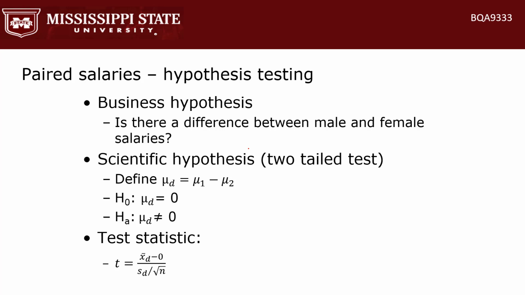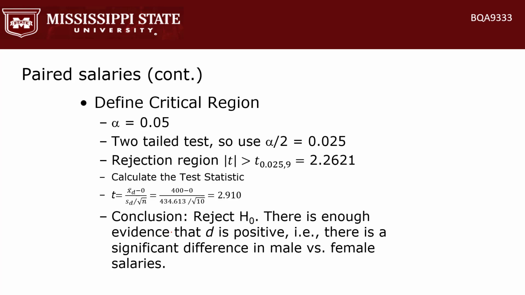Okay, and the hypothesis is: is there a difference between male and female salaries? So again, we define our mu d. In this case, it's going to be male minus female. We're going to do a two-tailed test, so equal to 0, not equal to 0. Test statistic as before, x bar d divided by sd over root n. We're going to use alpha 0.05, alpha over 2 equals 0.025. We might as well do one of these, we've not done one for a while.